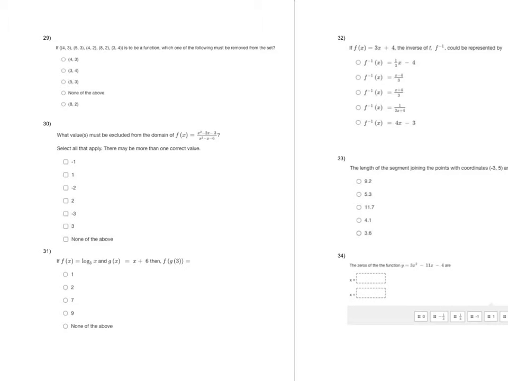All right, we're going to go through what I think will be the last couple problems on our readiness review assessment. Okay, so in number 29, we have a function given to us as a set of ordered pairs. Well, I should say a set of ordered pairs given to us, and then we have to say which one should be removed so that it is a function. And one of the options is none of the above.